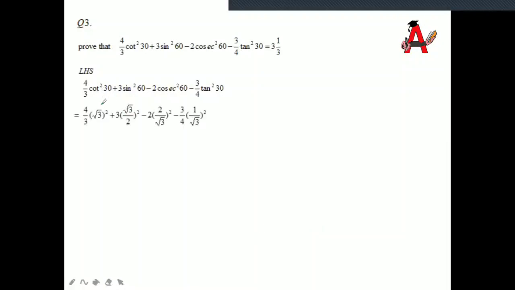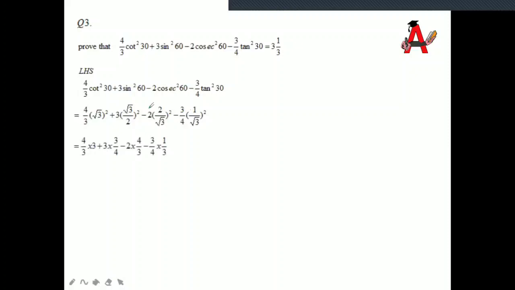So cot 30 is root 3. We'll take the square of that. Sin 60 is root 3 upon 2, square of that. Cosec 60, you know that sin 60 is equal to root 3 by 2, so cosec is the reciprocal, it is 2 upon root 3. And tan 30 is 1 upon root 3. I have written the square of everything here.